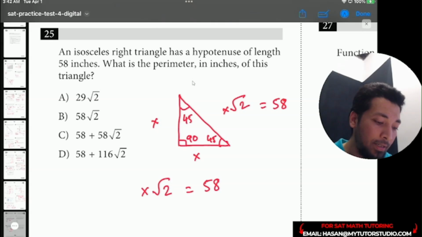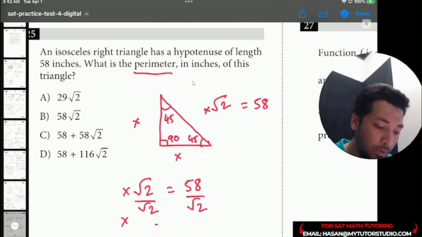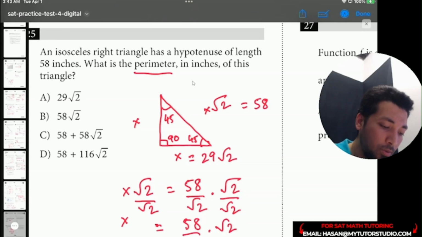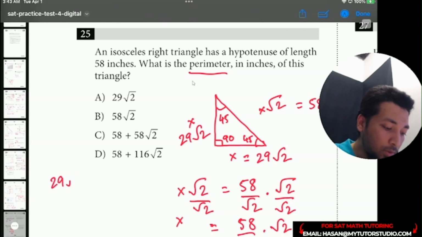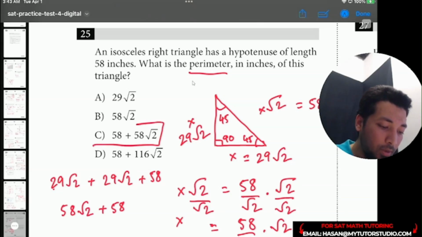I need to solve for the perimeter. So first solve for x. The x is 58 divided by square root of 2. So I can rationalize the denominator, and I'm getting 58 divided by 2 times square root of 2. That is 29 square root of 2. So x is 29 square root of 2. This x is also 29 square root of 2. So if we find the perimeter, 29 square root of 2 plus 29 square root of 2 plus 58. So 29 plus 29 is 58 square root of 2 plus 58. And that is option number C.